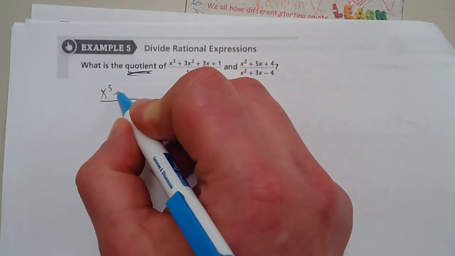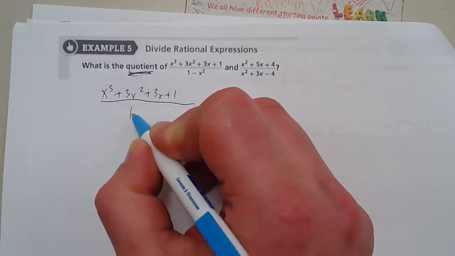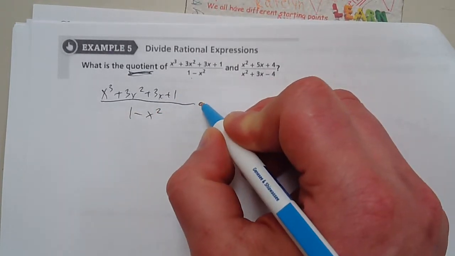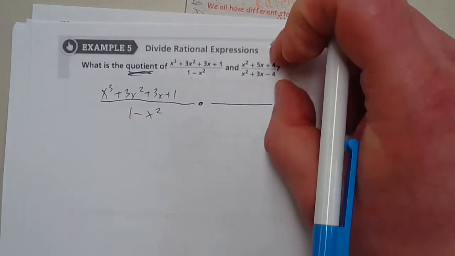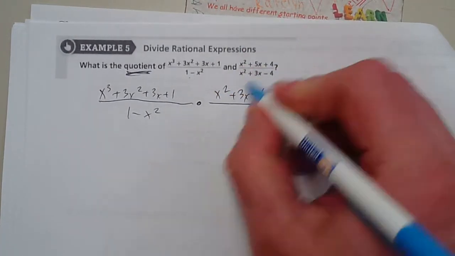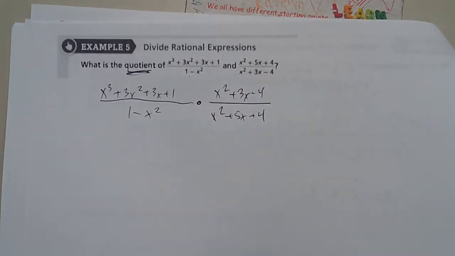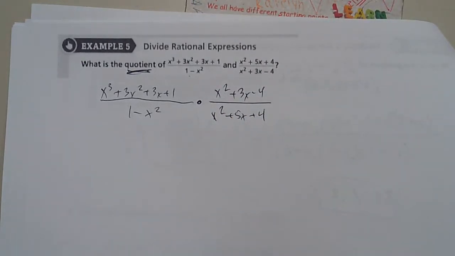So the first part isn't going to change. The bottom part, same thing, nothing to change. But we're going to change to a multiplication problem by inverting this second fraction. So it'll be x squared plus 3x minus 4, and x squared plus 5x plus 4. And at this point, this is now like what we've been doing the last 2 days. We're going to get this in fully factored form and see how things go.